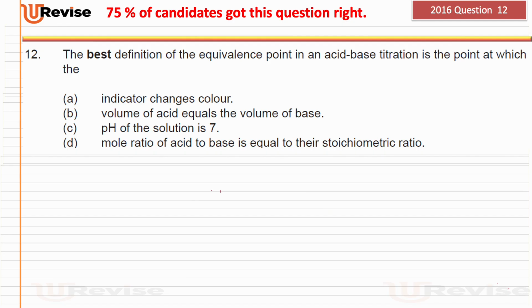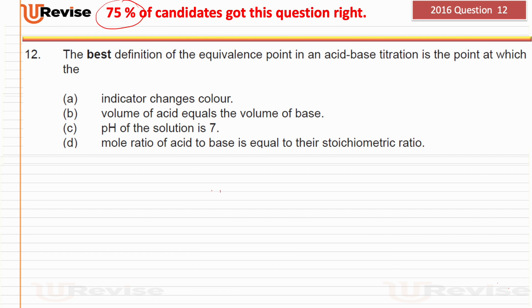Let's take a look at question 12 from the 2016 exam. It reads: the best definition of the equivalence point in an acid-base titration is the point at which, right, we've got a list of answers there we're going to go through. According to the examiner, 75% of candidates got this question right, which means 25% did not do very well.